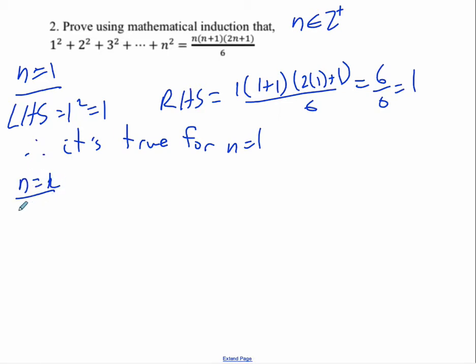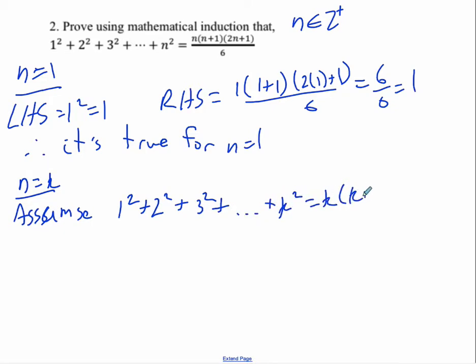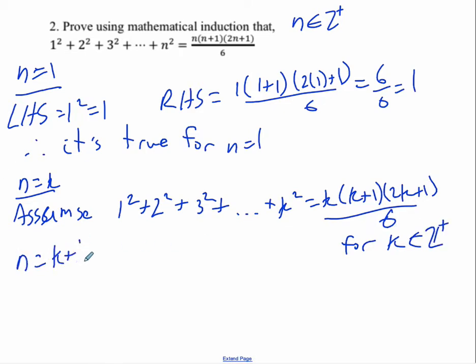So now n equals k. Assume 1 squared plus 2 squared plus 3 squared plus and so on plus k squared equals k times k plus 1 times 2k plus 1 over 6 for some k in z plus. Next step, n equals k plus 1.